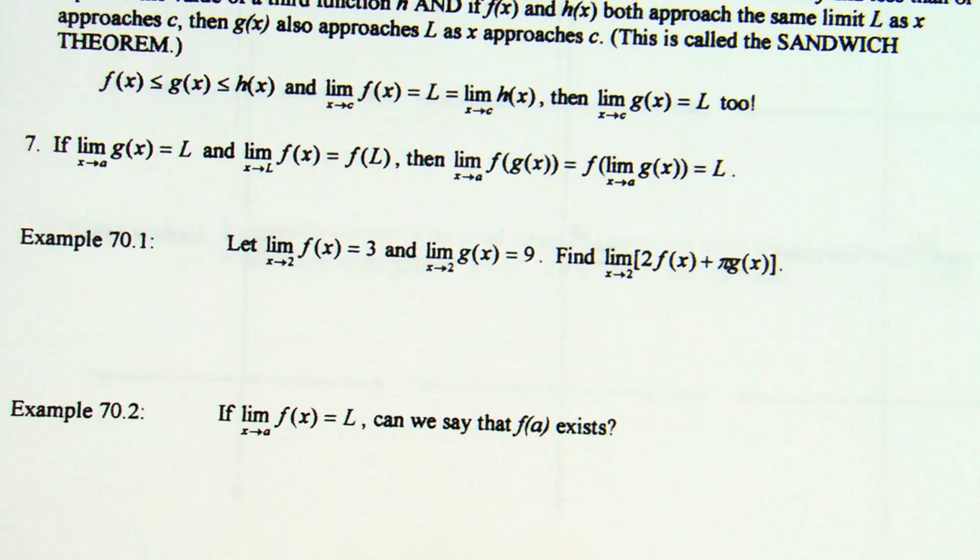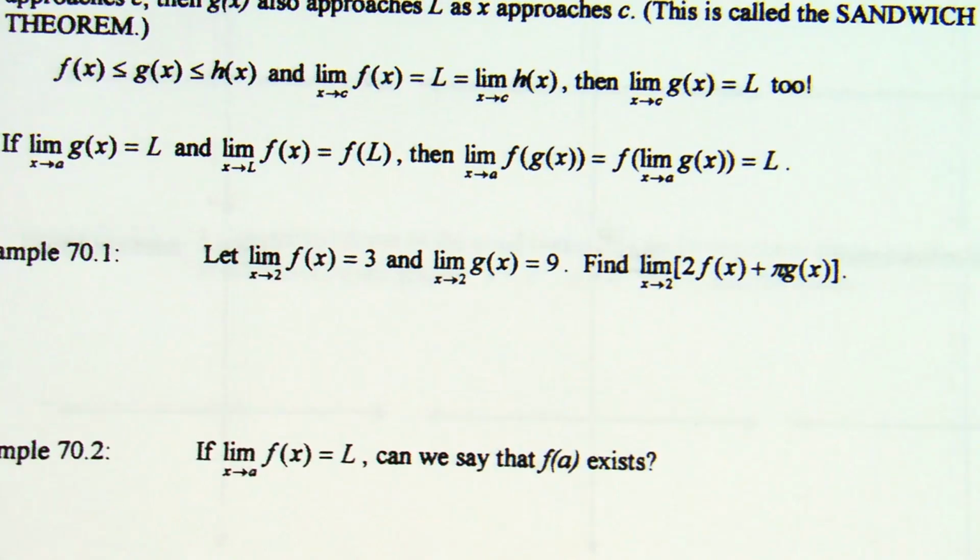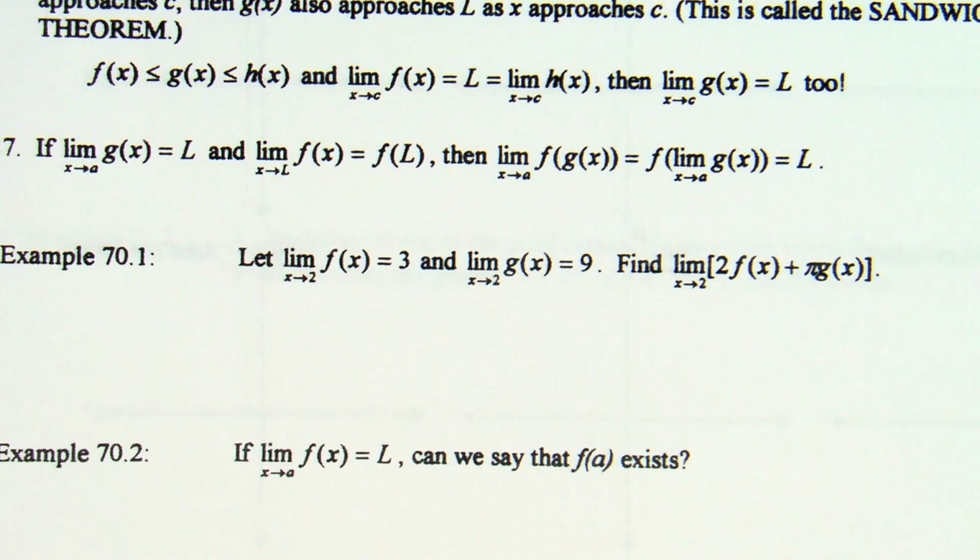Okay, so let's look at example 1. Put some of these to use. Let the limit as x approaches 2 of f of x equal 3, and the limit as x approaches 2 of g of x equal 9. Find the limit as x approaches 2 of 2 f of x plus pi g of x. Do you see how we're going to do this? Basically, you're going to be using a combination of rules 1, 3, 4, or even just 1 and 4.